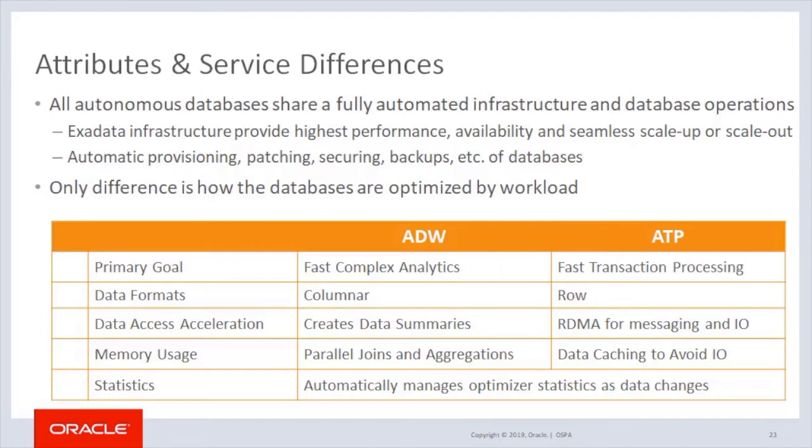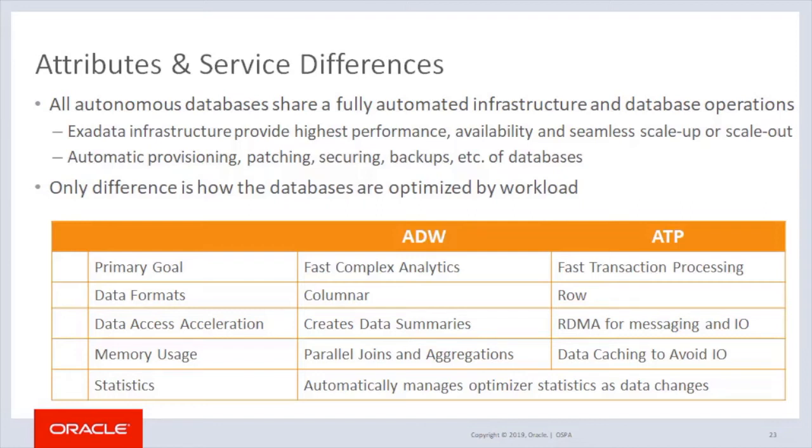In terms of memory, Autonomous Data Warehouse uses the data set large to cache, so memory is used to speed up large joins and aggregations, such as group by operations. On Autonomous Transaction Processing, we use the majority of the memory to cache the active data set to avoid any I/O. We also use RDMA to access data directly in memory on the other servers in the rack cluster.